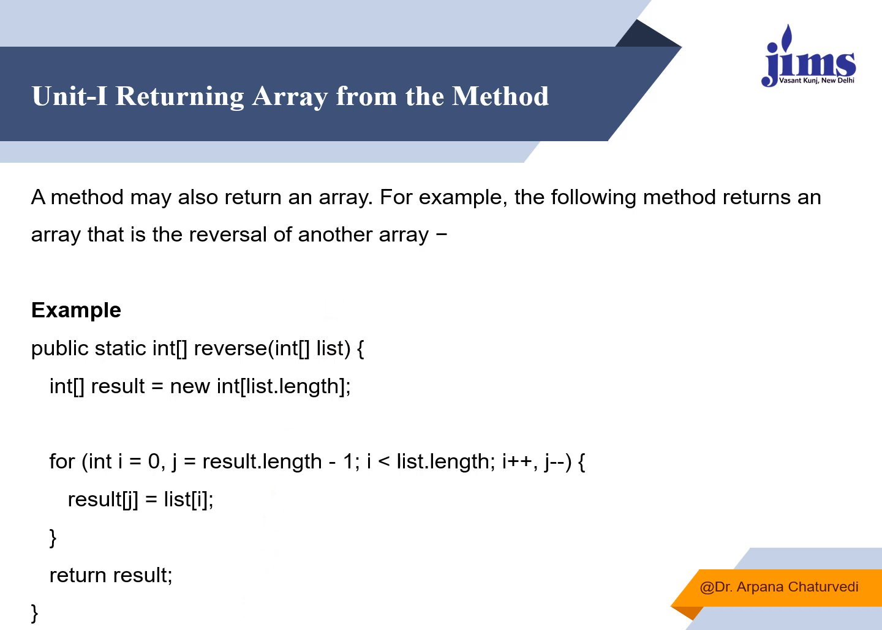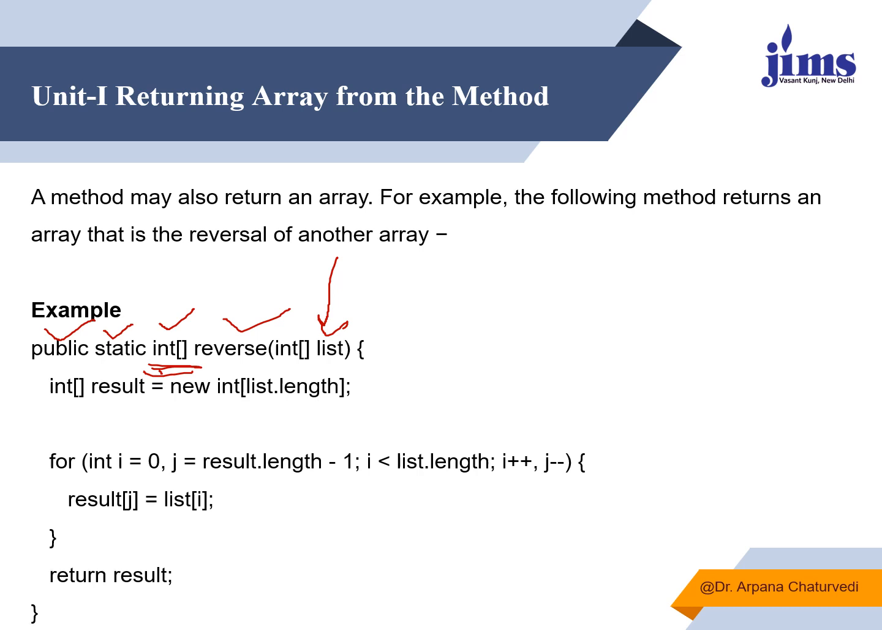Returning an array from the method. How do we return an array from a method? So this is a function, its name is reverse. I am passing an array to it, that is an integer array. The name of the array is list, and the return type is an integer array, this complete array. It is public static, at class level scope.